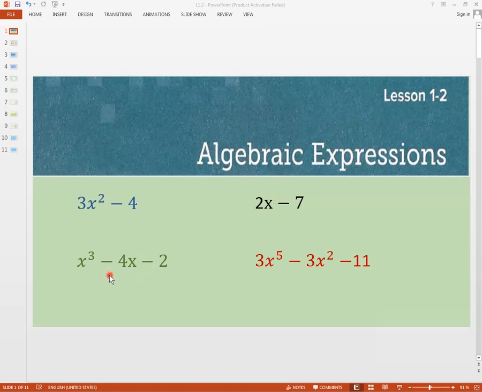Number 3, we have 1, 2, 3 terms. x cubed minus 4x minus 2. x cubed is the first term, minus 4x is the second term, minus 2 is the third term. Yes, x cubed is a term. 2 is a term also. Whatever, it's a constant. Fourth example, we have 3x power 5 minus 3x power 2 minus 11.